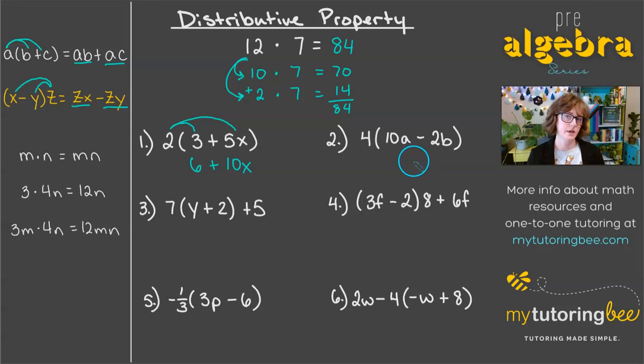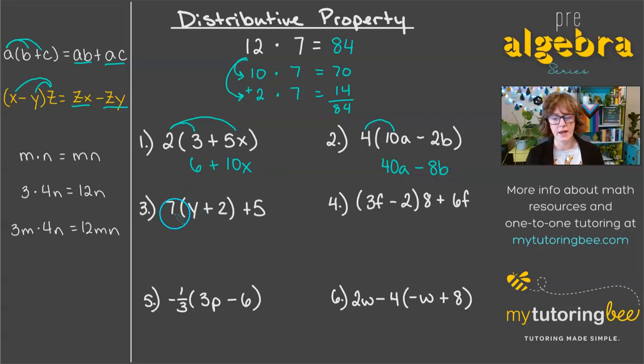Okay, let's take a look at another example with problem 2. Here we've got 4 on the outside and then 10a minus 2b. We do have two different variables in this one, but our method is still the same. We're going to multiply 4 times the 10a, which gives us 40a. And then we're going to multiply 4 times, you could view this as negative 2b, so a positive 4 times negative 2 would give us negative 8. And then that b is going to stay with that term.